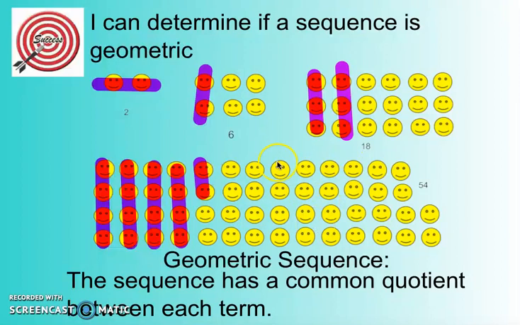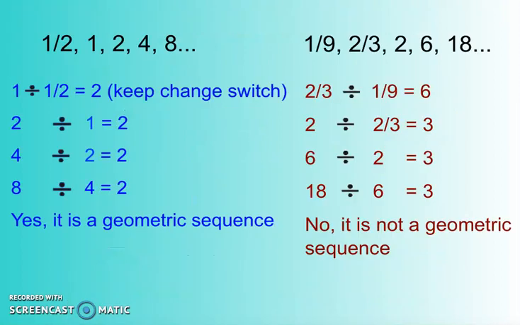And so this actually shows you what a geometric sequence is. A geometric sequence is just a sequence that has a common ratio between its terms. So when I divide the terms together, I get the same ratio each time. Okay, so let's look at a couple examples.